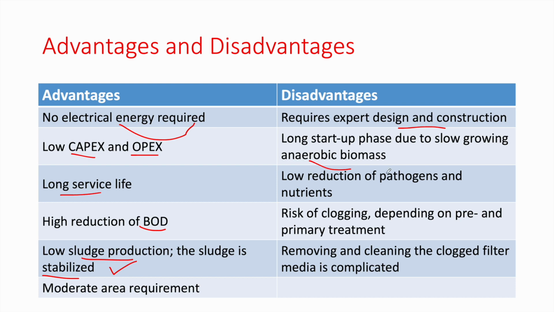Also, we have low reduction of pathogens and nutrients. There is also a risk of clogging. So the media can clog depending on pre and primary treatment. And also, after some time, we have to remove and clean the clogged filter media. And this is a bit complicated. Regardless, even if the primary treatment is super efficient, after a certain time, after the formation of a thick biomass, we will have to remove this filter because it would be clogged, and clean it or even replace it.